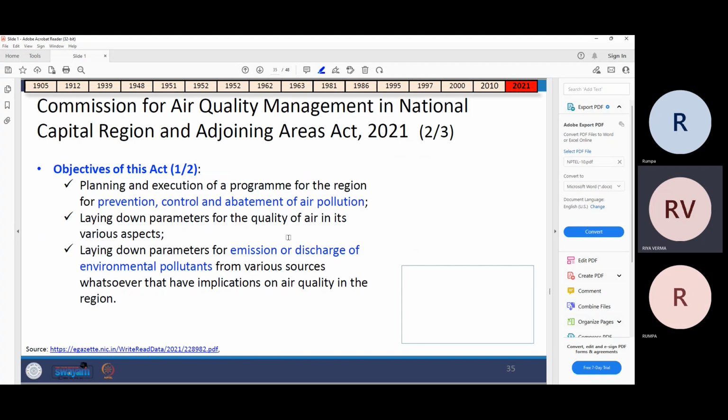So, what are the objectives of this act? First is planning and execution of a program for the region for prevention, control, and abatement of the air pollution. Then, laying down parameters for the quality of air in its various aspects. Then laying down parameters for emission or discharge of the environmental pollutants from various sources whatsoever that have implications on air quality in the region. So these are the objectives of this act.